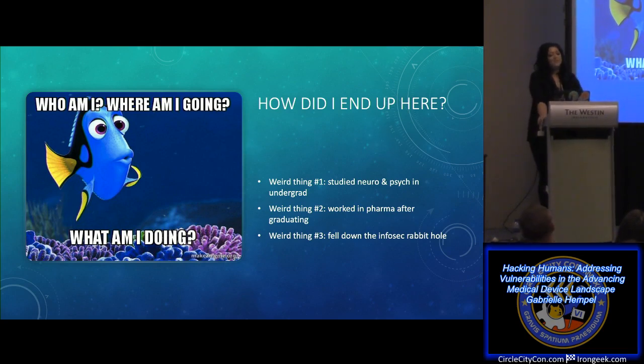In undergrad, I studied neuroscience and psychology. And once I graduated, I started working in pharmaceuticals, doing FDA reviews for studies involving pharmaceuticals and medical devices. During that time, I kept having weird medical device vulnerabilities and reports come across my desk, and I was interested in learning why this kept happening, and I fell down the InfoSec rabbit hole and started a career in security as an analyst. And this is my side thing, learning about medical device vulnerabilities and trying to figure out the regulations behind them.